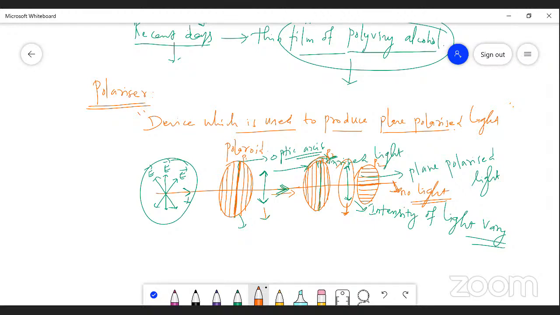That's why the second polaroid, which is used to examine whether light is polarized or unpolarized, is called the analyzer. So the analyzer is a device which is used to examine whether light is plane polarized light or not. We can examine with the help of the analyzer. So the polarizer is a device which is used to produce plane polarized light, but the analyzer is a device which is used to examine whether light is plane polarized light or not.